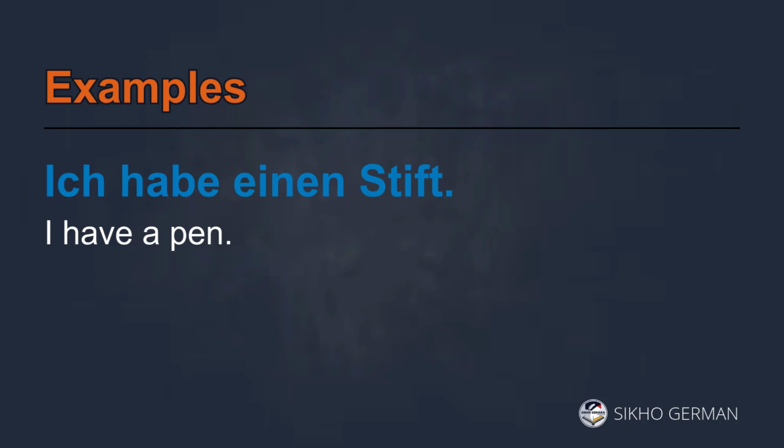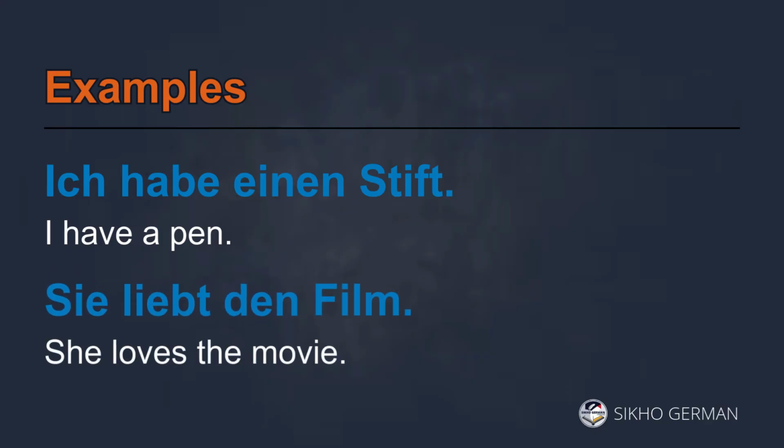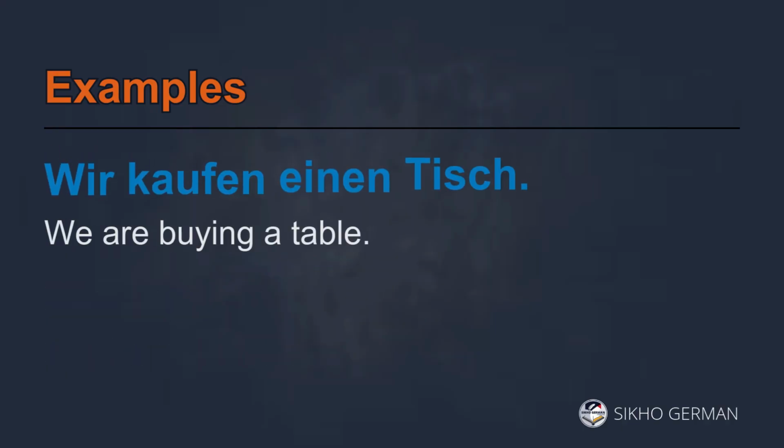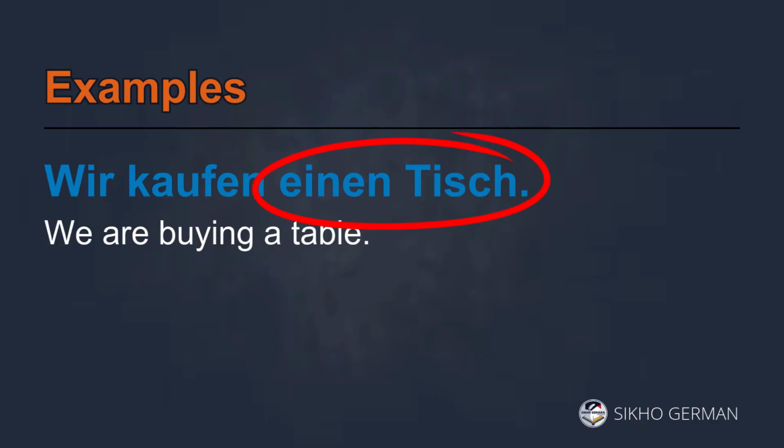The verb haben takes an accusative object, einen Stift, accusative masculine. Sie liebt den Film. She loves the movie. The verb lieben takes an accusative object, den Film, accusative masculine. Wir kaufen einen Tisch. We are buying a table. The verb kaufen takes an accusative object, einen Tisch, accusative masculine, table.